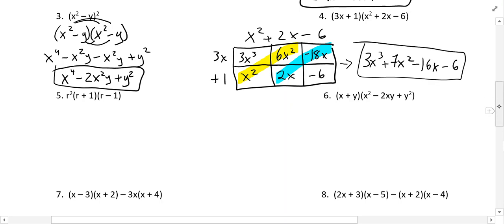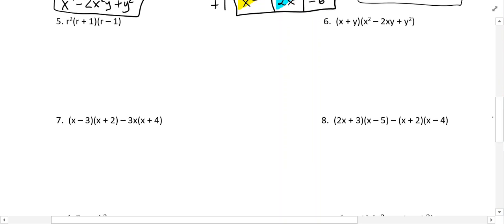All right, so the next one, what you want to make sure you're doing is you want to do these inside ones first and then distribute the r squared. So I'm just going to bring down my r squared like this, and then I'm going to distribute what I have inside here. So I'm going to distribute here. So I'm going to get r squared, then I'm going to get a negative r. The inside term is going to give me a positive r, and then the last term is going to give me a negative 1.